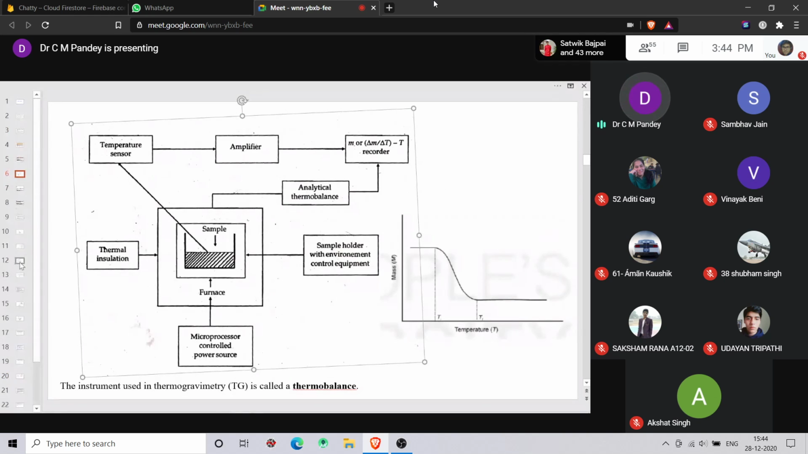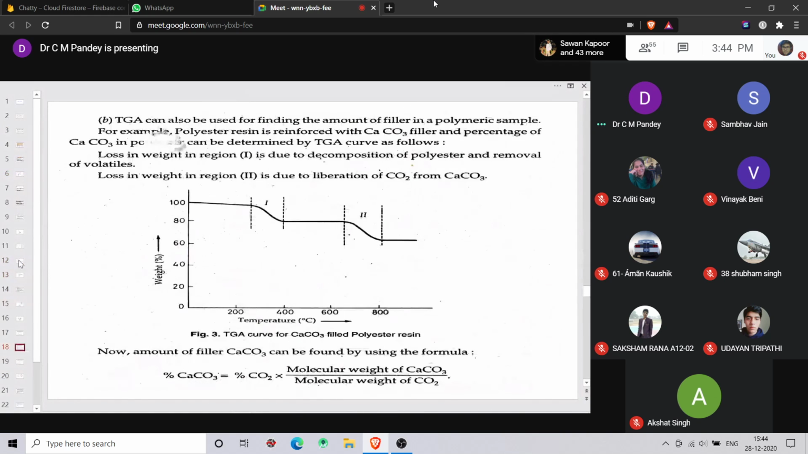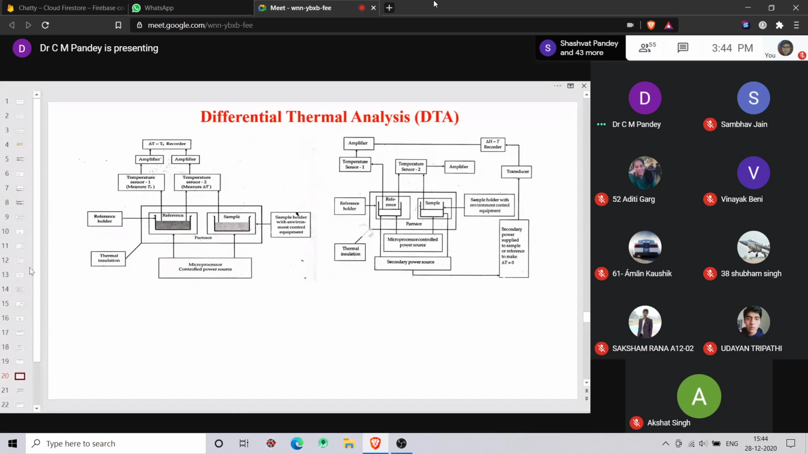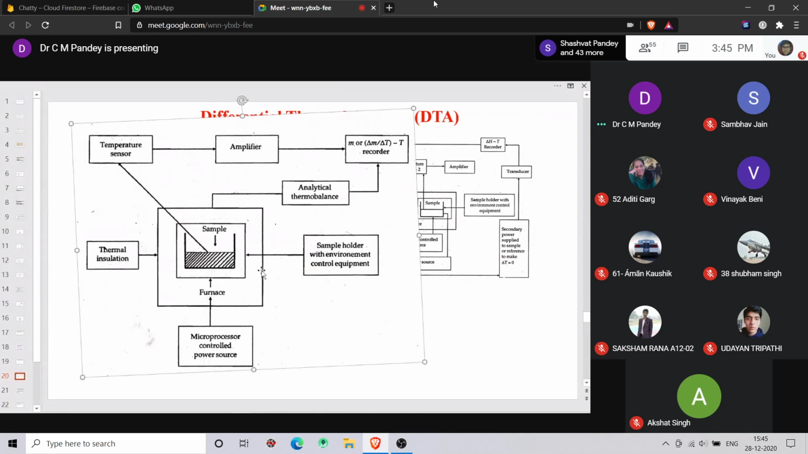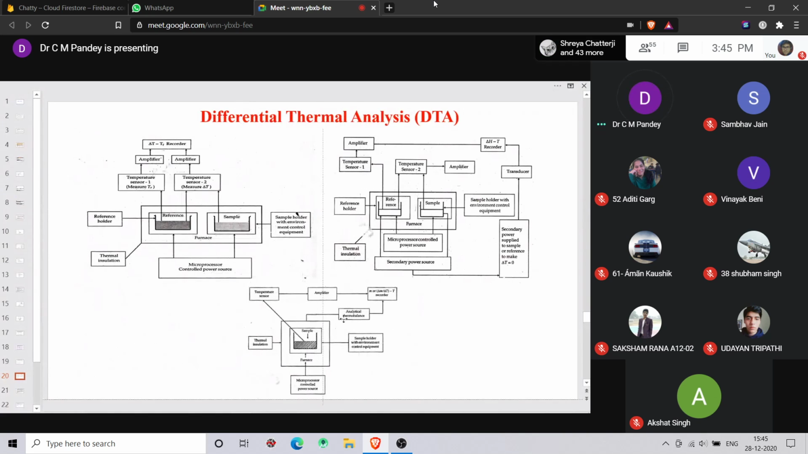So these are block diagram representations for all the instrumentation. So this is for TGA, right? Yes, clear now? Clear to all of you? Yes, sir. When you are seeing the instrumentation of all these, right?